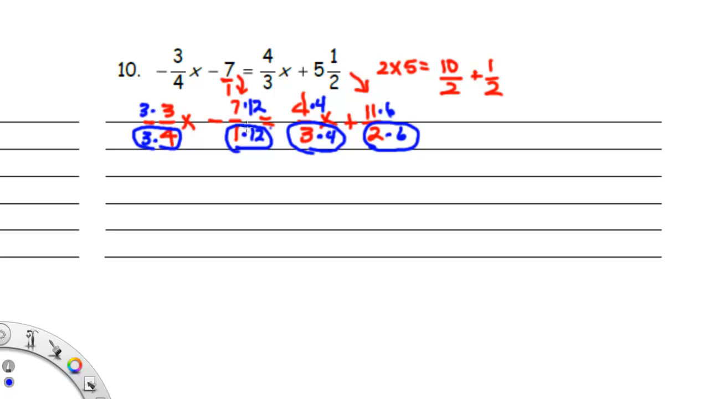So now, because I'm dealing with an equation and because I have all my denominators 12, that means I can just focus on my numerators, and I'm going to drop my denominators. So let's go ahead and do that. So I have a negative 3 times 3 will give me a negative 9x. And then a negative 7 times 12 is a negative 84. And then 4 times 4 is 16x. And then 11 times 6 is a positive 66.